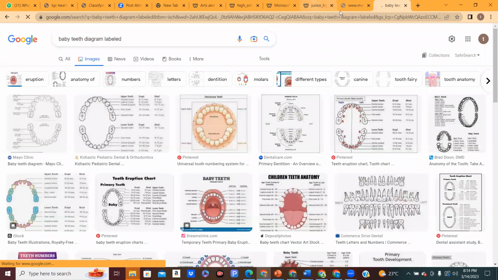Let's go into the baby teeth diagram and see if we can find a good one. Okay, good.